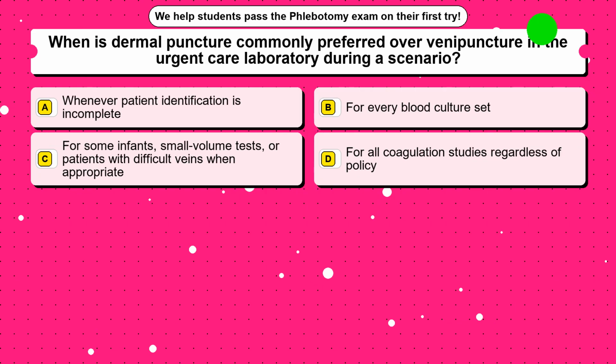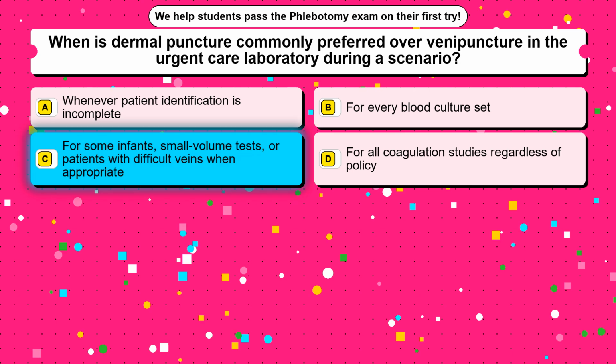Question 81. When is dermal puncture commonly preferred over venipuncture in the urgent care laboratory during a scenario? Option A. Whenever patient identification is incomplete. Option B. For every blood culture set. Option C. For some infants, small volume tests, or patients with difficult veins when appropriate. Option D. For all coagulation studies regardless of policy.